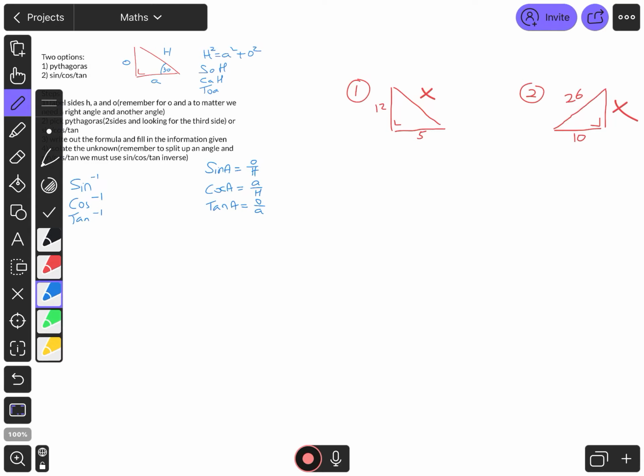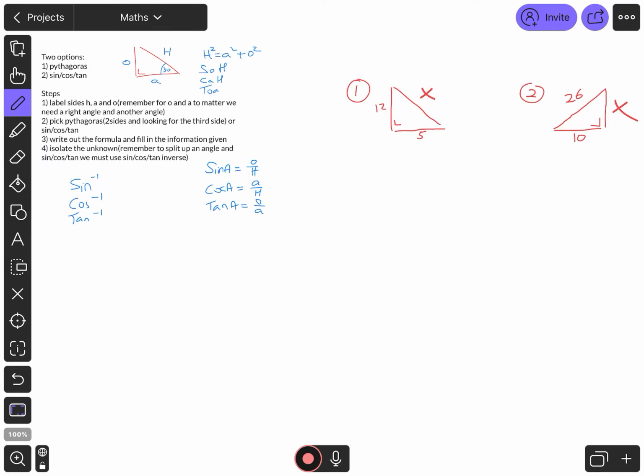To find the unknown sides, first of all I need to label H, O, and A. When I label H, O, and A, I know that that is going to be my H. Then there's no other angle given here, so I know that O and A don't matter, and if O and A don't matter, that means that I'm going to have to use Pythagoras. I also know I've been given two sides and I'm looking for a third, so I'm using Pythagoras. So step 1 I've labelled, step 2 I've picked Pythagoras. So I'm going to write out my formula now.